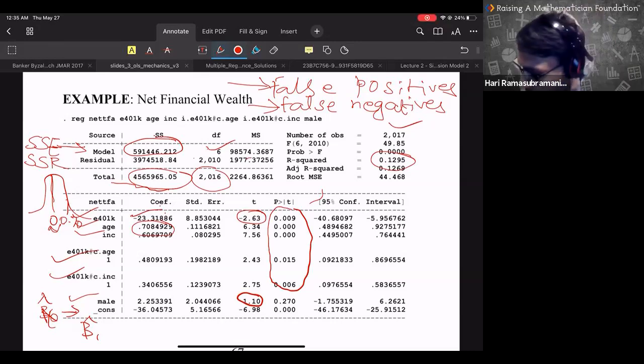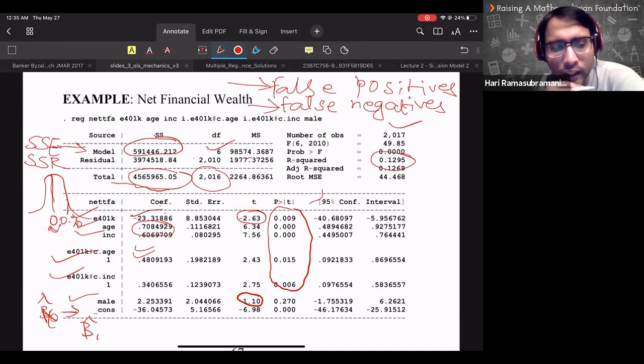Okay, so what is this interaction term telling you? It is telling you that we know that people who participate in the investment or the pension program have smaller net financial wealth. But for people who have a higher wage and they participate, it has a positive effect on the net financial wealth.